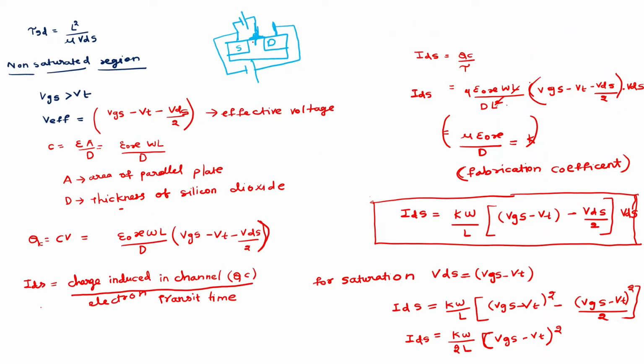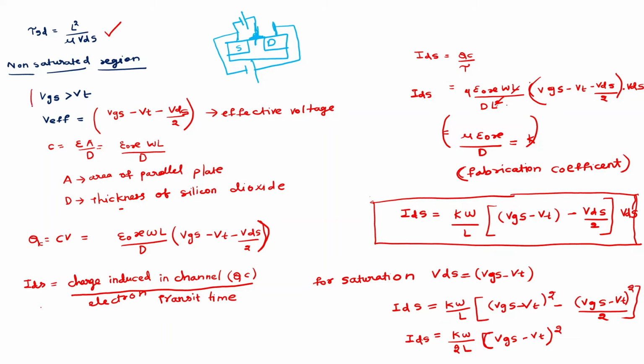Alright, so we know that whenever VGS is less than the threshold voltage, whatever the VDS is, there will be no current. So the cutoff region is completed. Now let's see the active region, which is the non-saturated region, and what happens to the IDS current there.